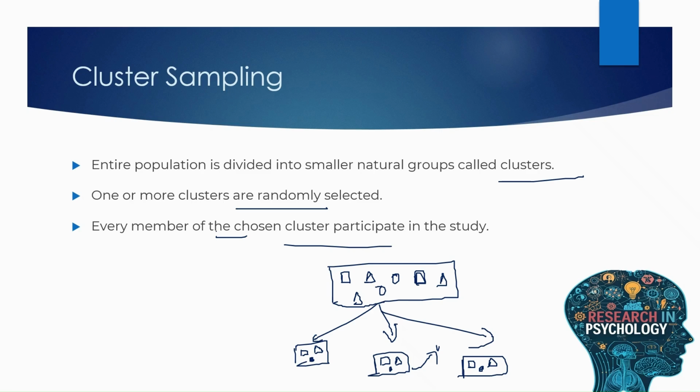In stratified sampling, there would be further random sampling happening within the strata. Not every single individual in the strata will be participating in the study. But in cluster sampling, the whole cluster is chosen at random. If I have three clusters here, I'll randomly choose one cluster, and every individual in that cluster will be participating in the study. So that is cluster sampling. Alright.